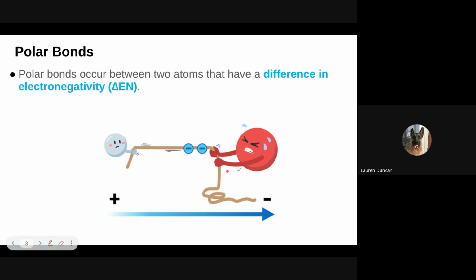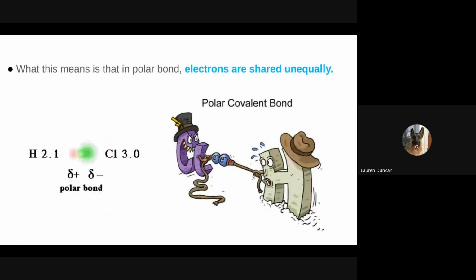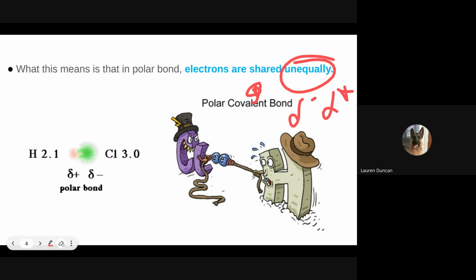Okay, so probably a lot of this is going to go quick because I kind of talked about it all in this one slide, but that's okay. So in a polar bond, your bonding electrons are going to be shared unequally. That unequal sharing is important. Maybe star it. That unequal sharing is where the partial negative and partial positive charges come from in your polar bonds. One atom is going to lose, another atom is going to gain.